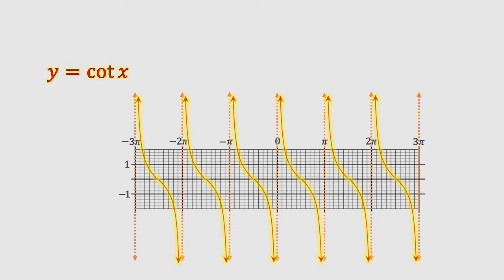Notice that the graph has vertical asymptotes at multiples of pi. Cotangent is not defined at these multiples of pi. Hence, the domain of cotangent includes all real numbers other than multiples of pi. The range, much like the tangent function, covers all real numbers.